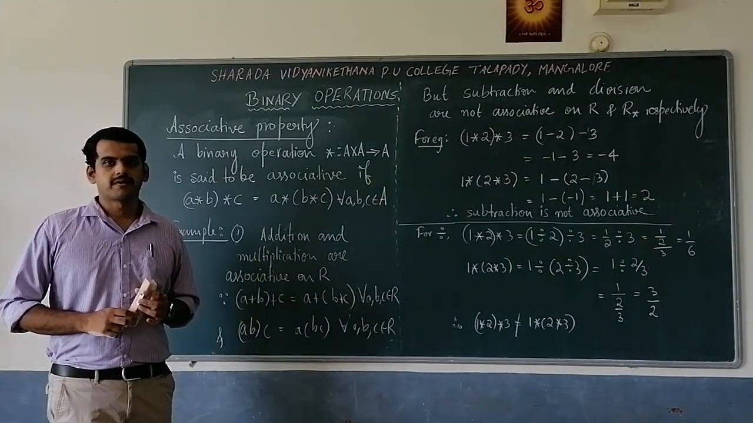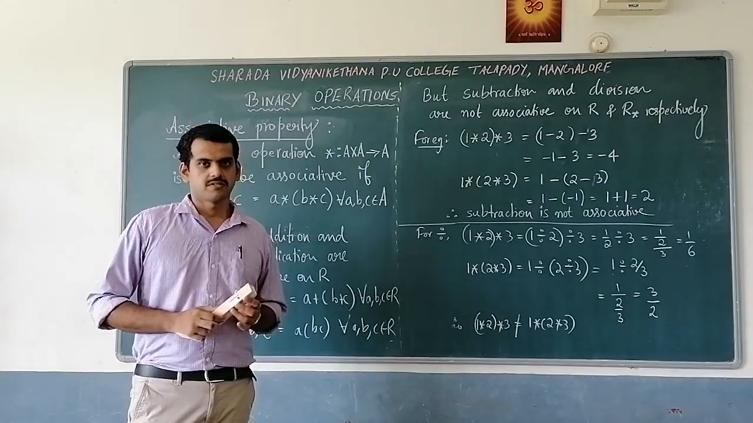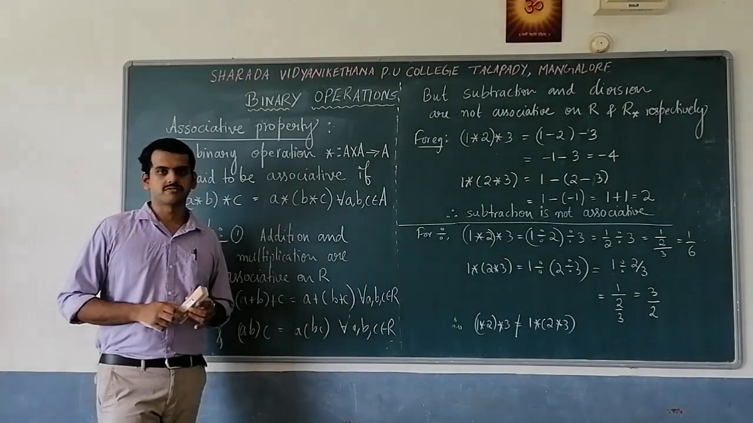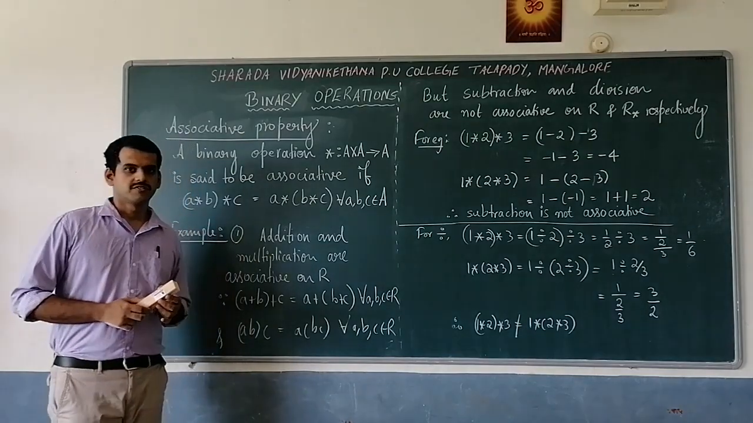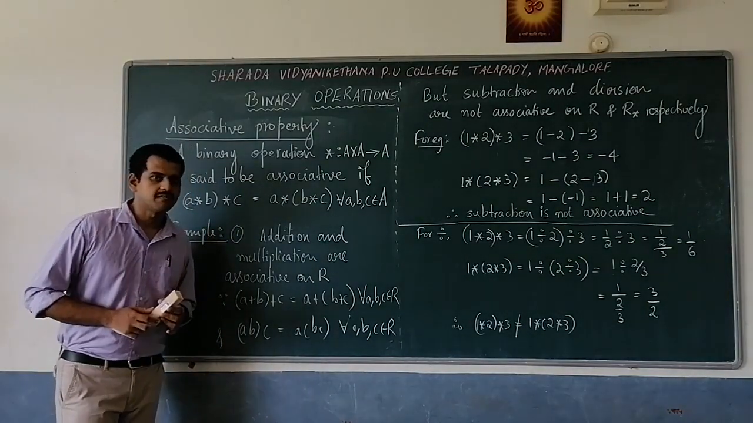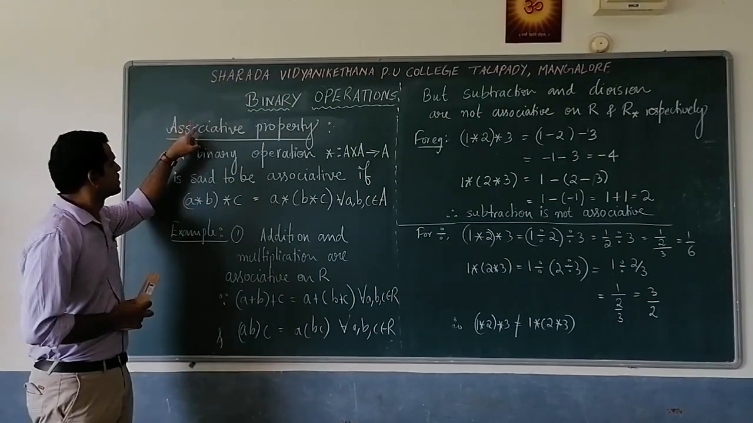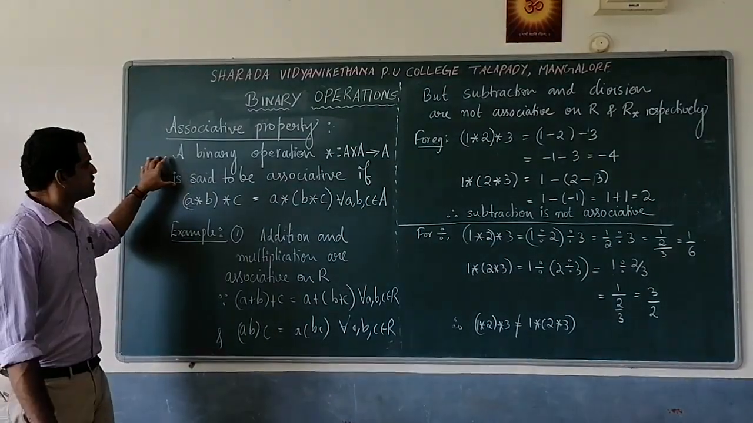Now, like the commutative property, one more property is the associative property. So let us see some examples where the associative property holds good or not in different cases of binary operations. In the beginning we are going to take the basic cases. First of all we will see what is meant by the associative property. Its definition goes like this.